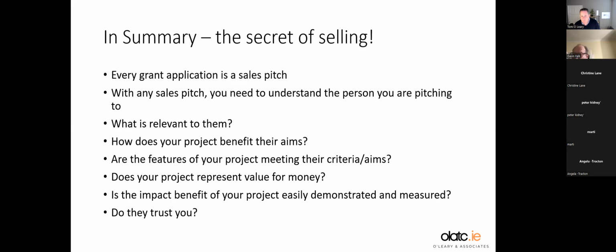Does your project represent value for money? That's a really important thing, because that's what they'll be looking at. Is there value for money here? Okay. If you can only show that a handful of people are benefiting from the money you're going to get, that's not going to really work for you.